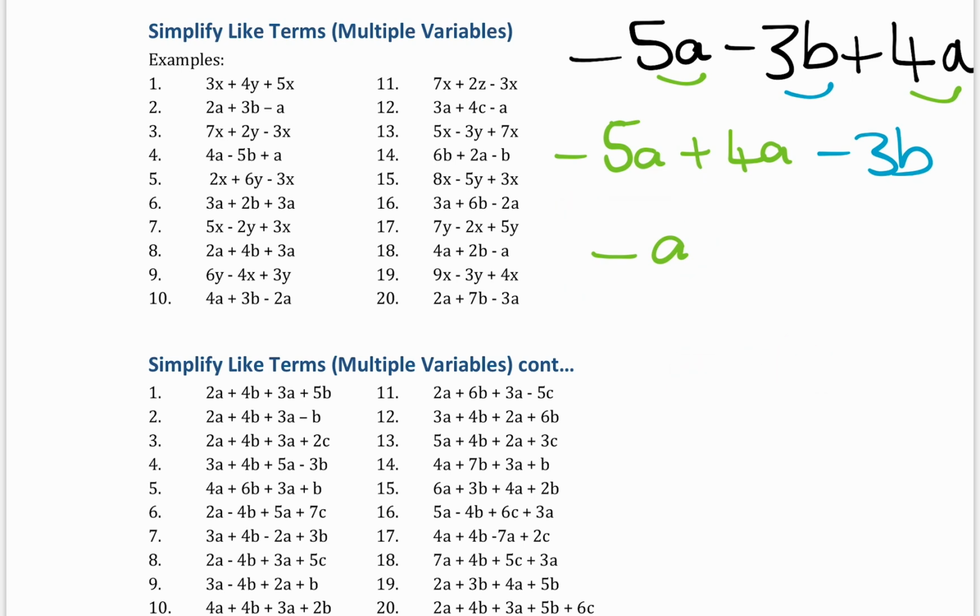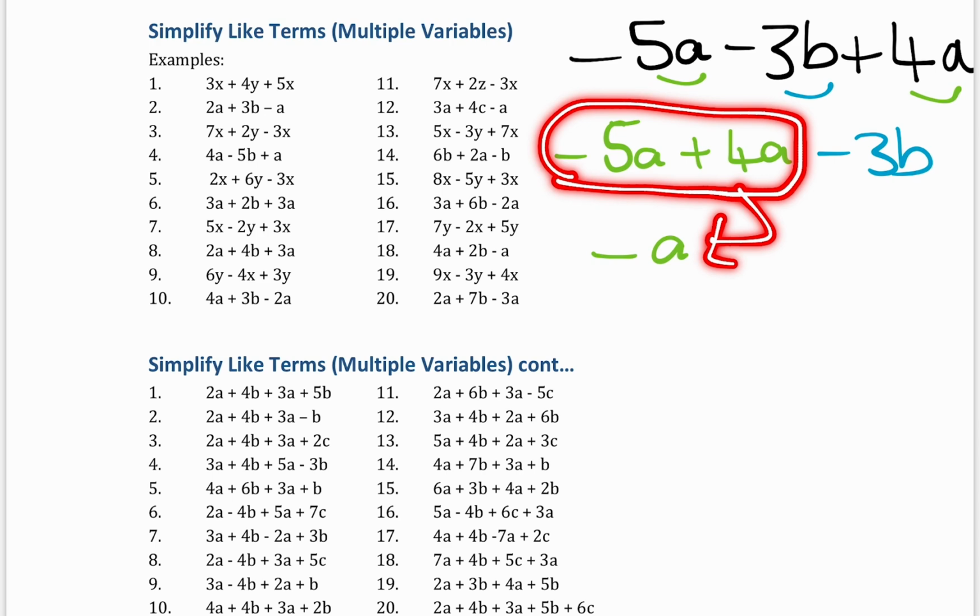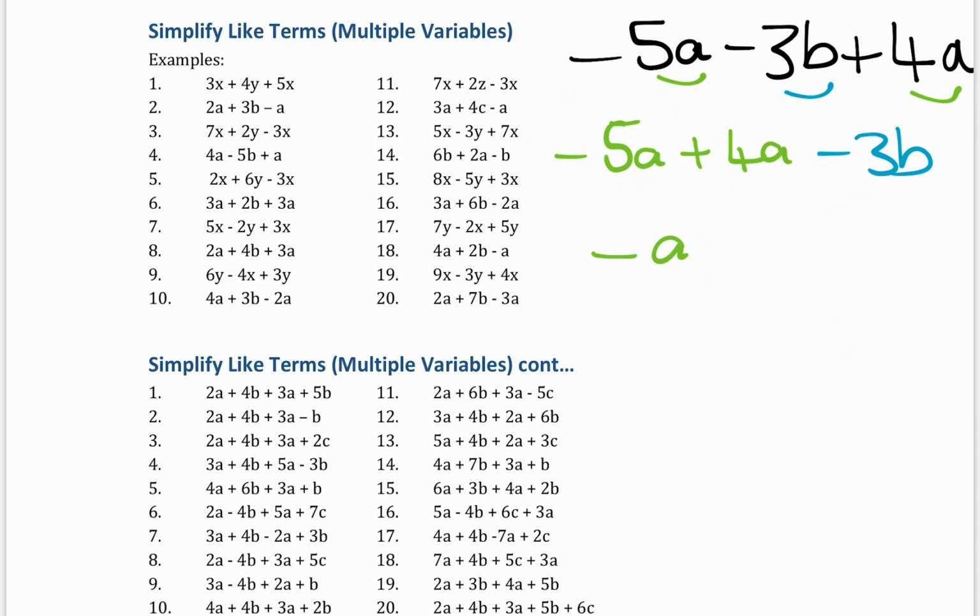But don't forget, we still have the 3b. So the minus 5a plus 4a gives you the minus a. But we also have this minus 3b over here. But there are no other like terms, like another b, so we just leave it as that.